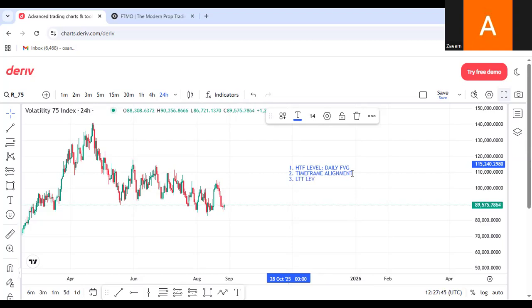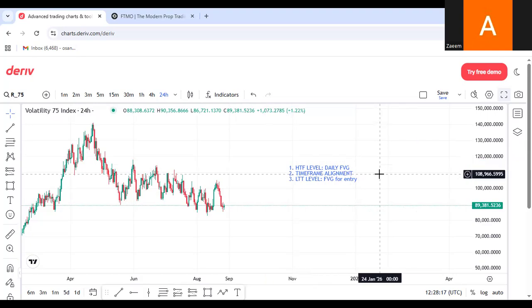We can say, okay, lower time frame level. In this case, what you are looking at again is fair value gap, for entry. For entry. Very simple strategy. And if you can wait for the setup, at times you end up having 1 to 10 risk to reward. Like if you are risking $10, multiply by 10, that is $100. Very simple strategy. So those are the three things I'm looking at.